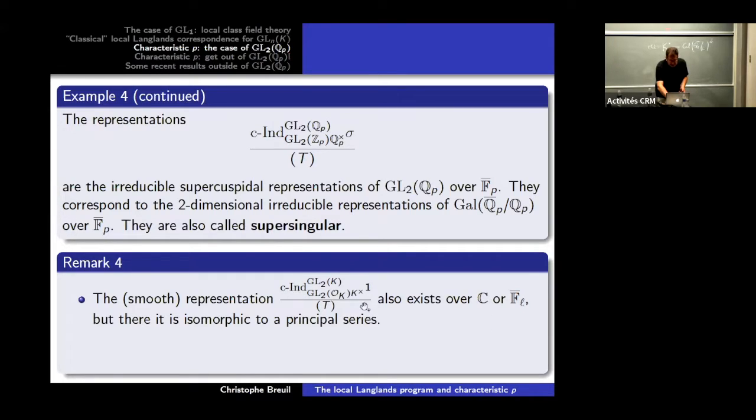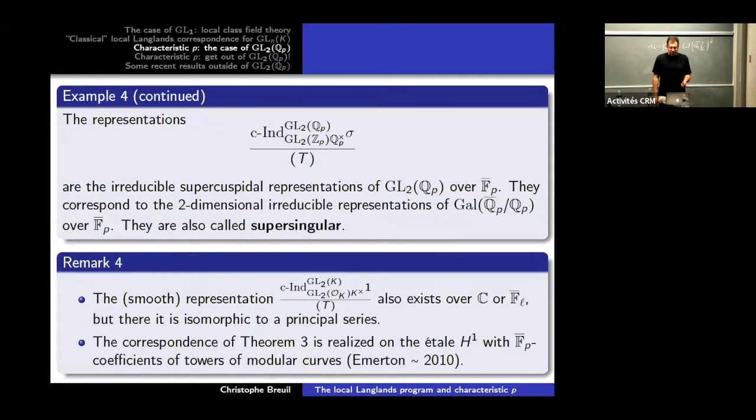And maybe you think that this will give you supercuspidal representations. Actually, no. Once l is different from p, or you are in characteristic 0, they are isomorphic to principal series. And if you want to describe supercuspidal representations, it's a completely different description. It turns out that mod p, in that case, it's pretty easy, okay?